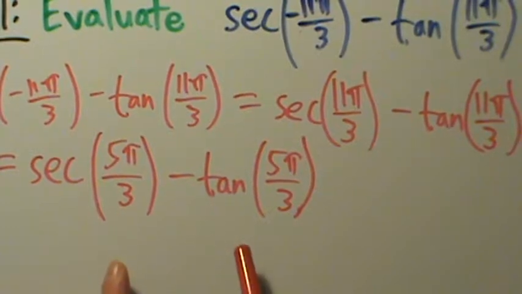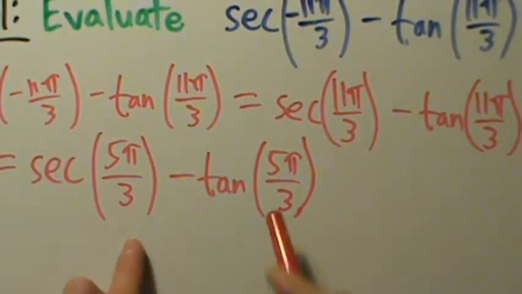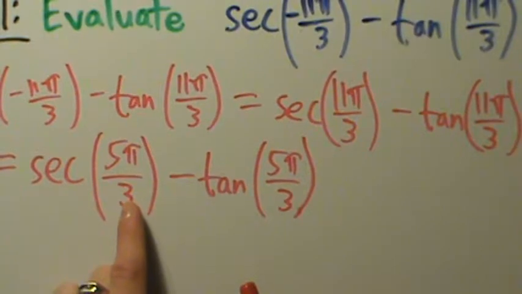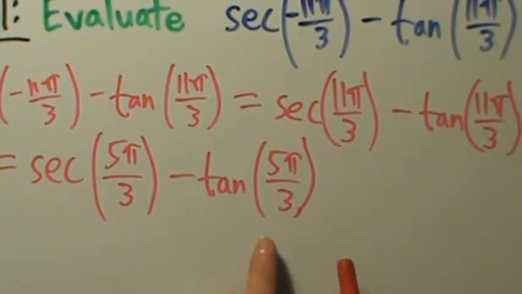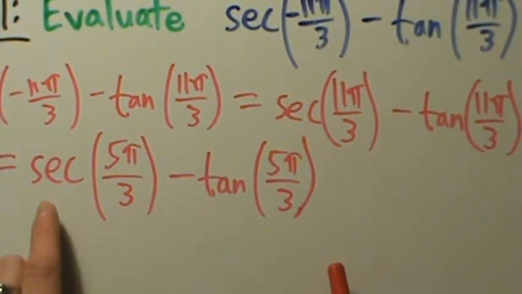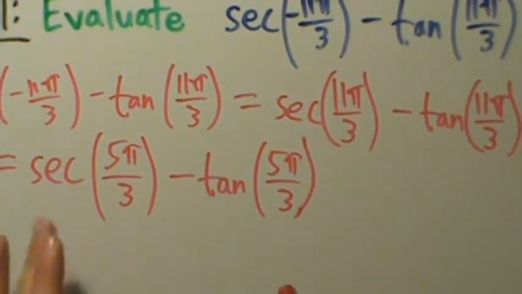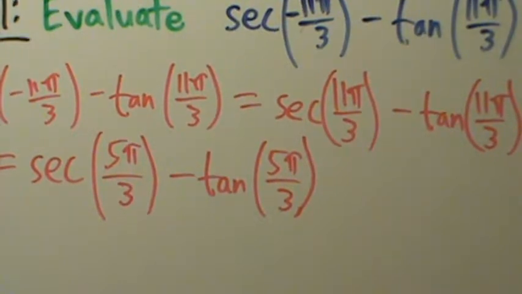Okay, so 5 pi over 3 is a little bit better, or it really is better than 11 pi over 3, because now 5 pi over 3 is a special angle on the unit circle. Okay? Now from here, what we could do is say, oh, okay, 5 pi over 3 is a special angle on the unit circle. I know what the cosine and sine are, so I can use secant is 1 over cosine, tangent is sine over cosine, so I could use those values that I know to evaluate that. And that's perfectly fine. Okay, if you don't know, you can go look at the unit circle.